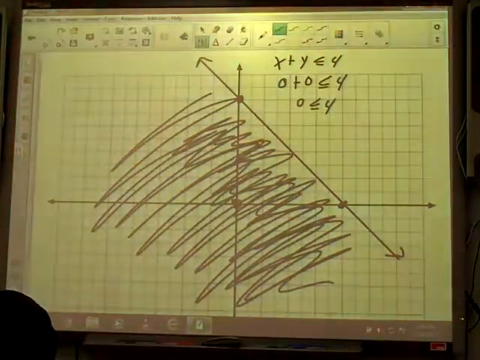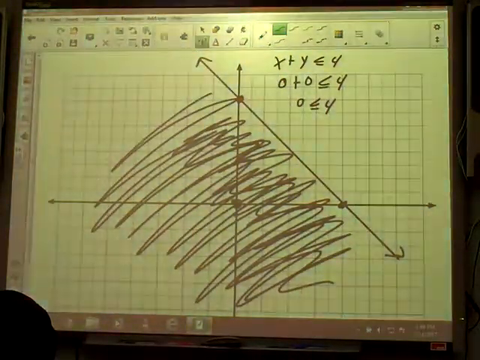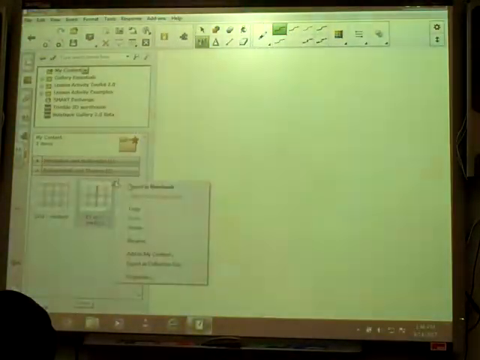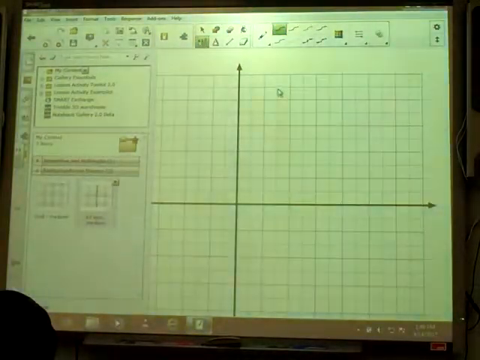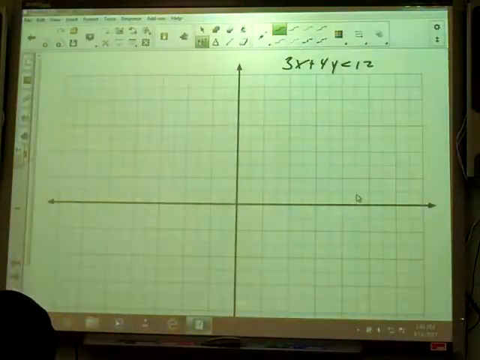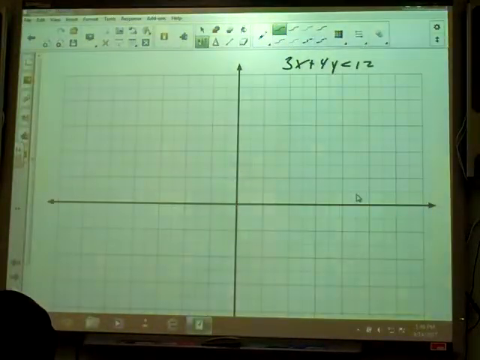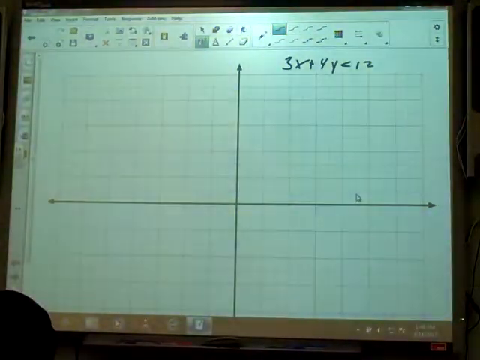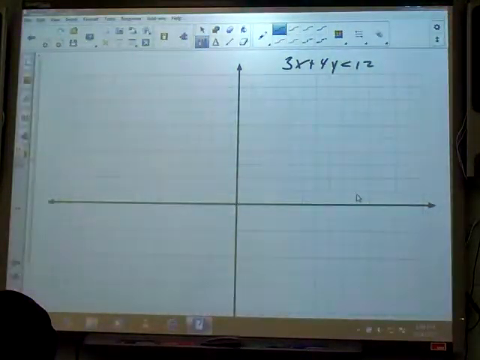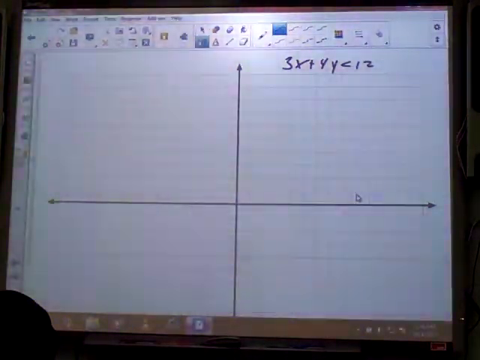Alright, let's look at another one. I've got 3x plus 4y is less than 12. So again, you've got choices on how you can graph. If you like graphing in slope-intercept form and want to solve for y, you can. I don't have a problem with that. I just know that this one is also going to be easy using zeros, because 3 and 4 are factors of 12. So this works out to some good whole numbers for me.